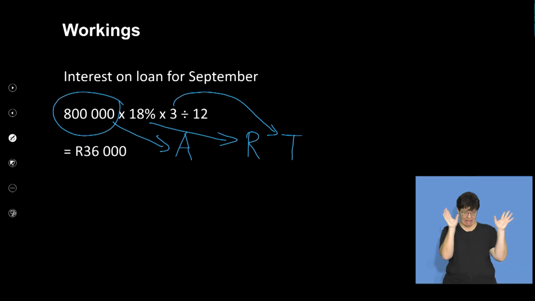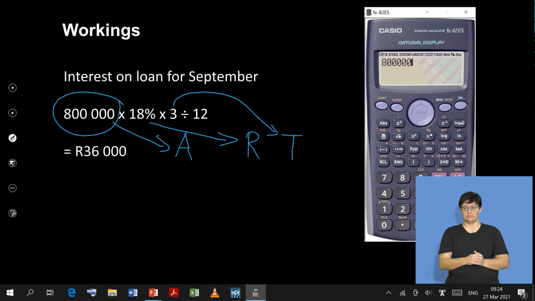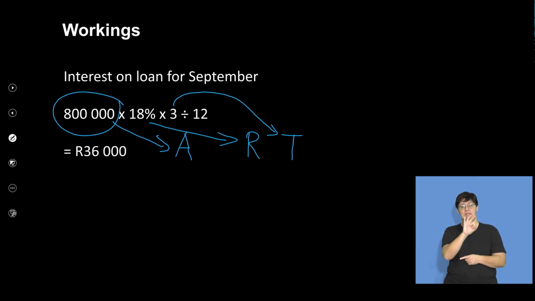If we look at our calculation, it's 800,000 times the 18%. That will give me a figure of 144,000 times 3 divided by 12. And clearly you can see your amount is 36,000 Rand, meaning it will be paid off every 3 months. You'll be paying off an amount of 36,000 Rand.